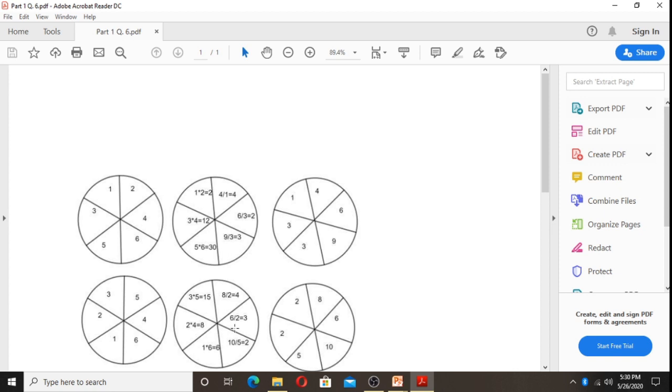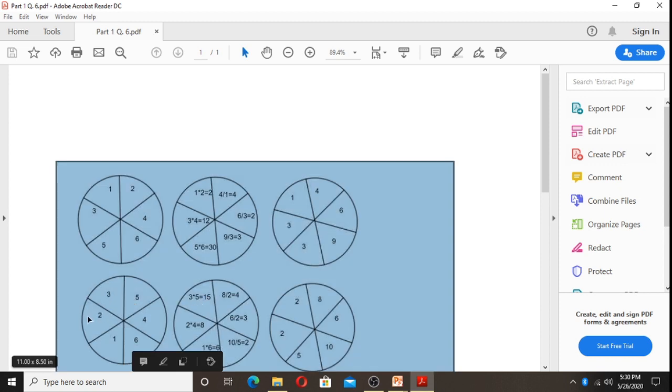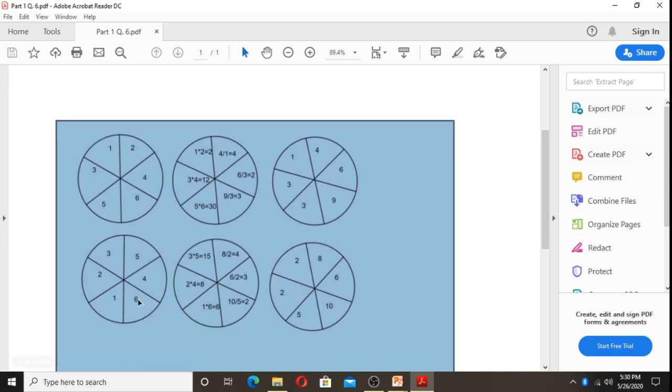The similar pattern is arising on the bottom middle circle, that is 3 into 5 is equal to 15, 2 into 4 is equal to 8, similarly 8 divided by 2 is 4, 6 divided by 2 is equal to 3, and therefore the last numbers become 1 into 6 is equal to 6 and 10 divided by 5 is equal to 2. Therefore 6, 2 are the correct numbers.